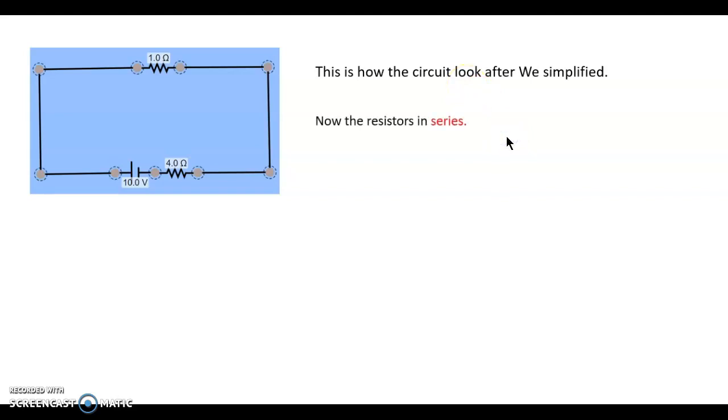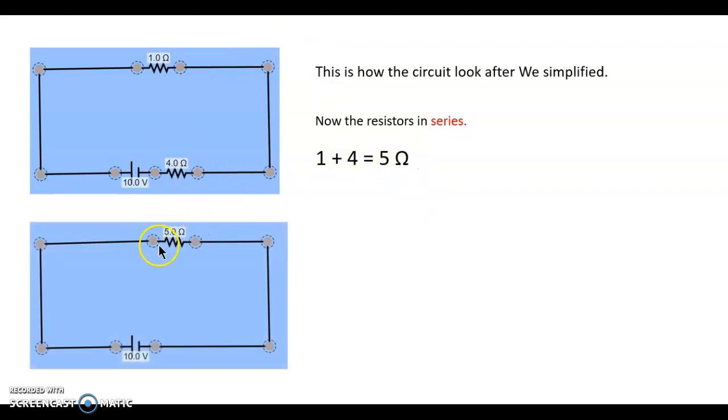Now the resistors in series. I have this element and this element. They are in series, not in parallel. In series, I am going to add them directly without making an inversion. I don't have to invert them. So 1 plus 4 gives us 5 ohms. Now the resistor becomes 5 ohms. Be aware here: if you put the resistors here or here, there is no difference. Now it is a single resistor, and I am able to solve it.